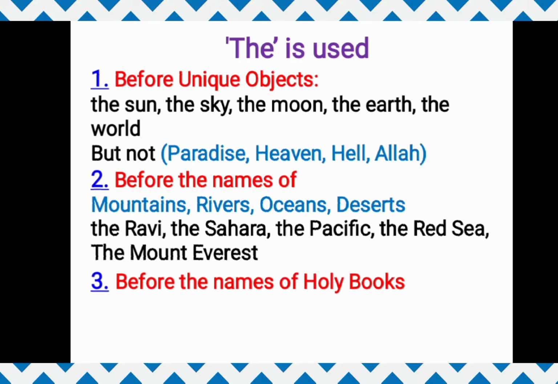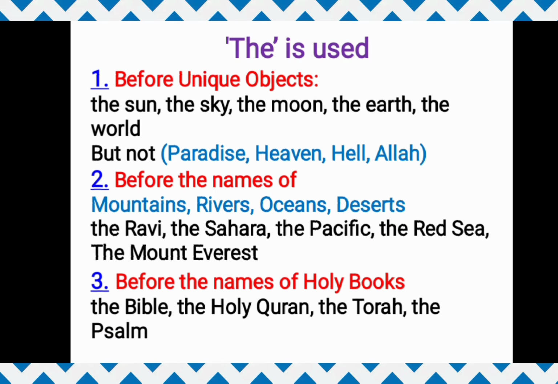Okay. The third use: "the" is used before the names of holy books like the Bible, the Holy Quran, the Torah, the Psalm. Bible, Holy Quran, Torah, Psalm are holy books, and we use "the" before these words. That is the third use of the definite article "the."